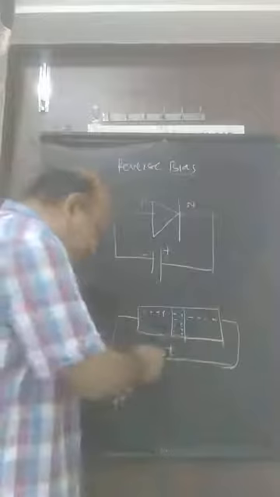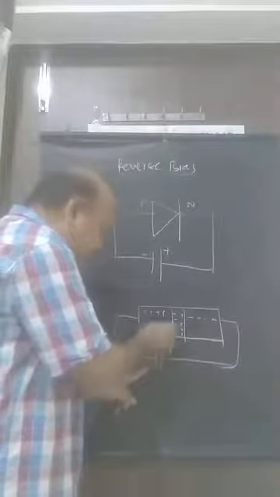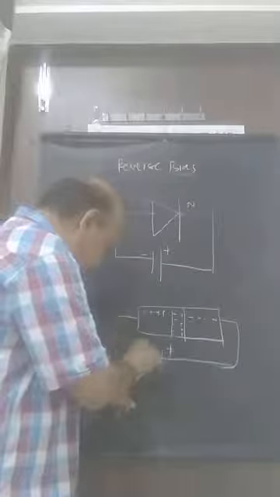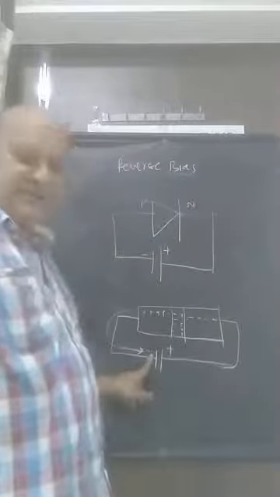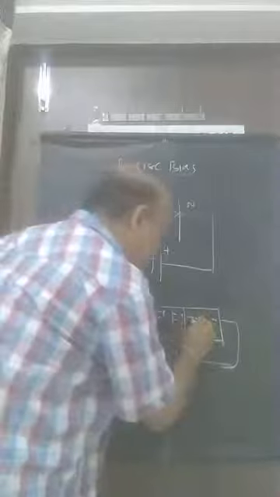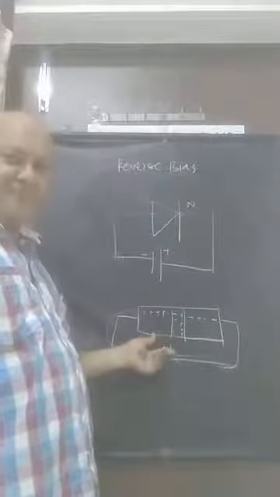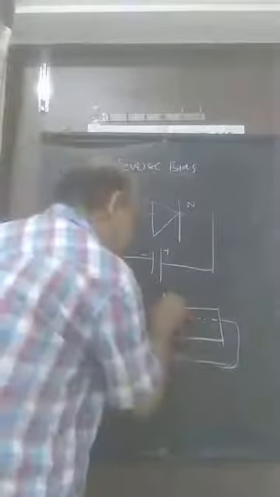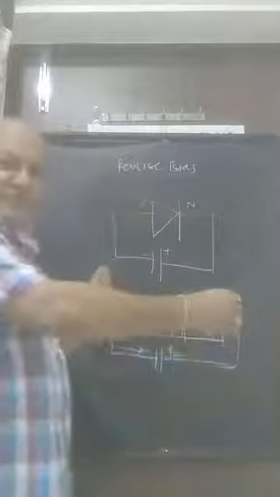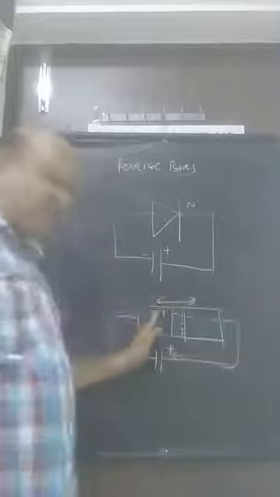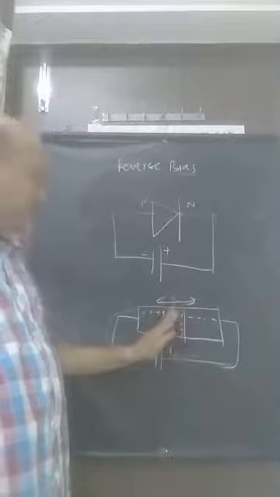So what will happen? As you increase the supplied voltage, these positively charged holes will move to the negative of the battery and disappear. And these negatively charged electrons will move to the positive of the battery and disappear. Hence this depletion layer will increase. The width of the depletion layer will increase because of the opposite movement of these electrons and holes.